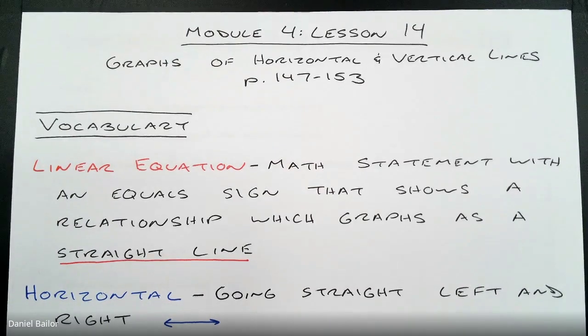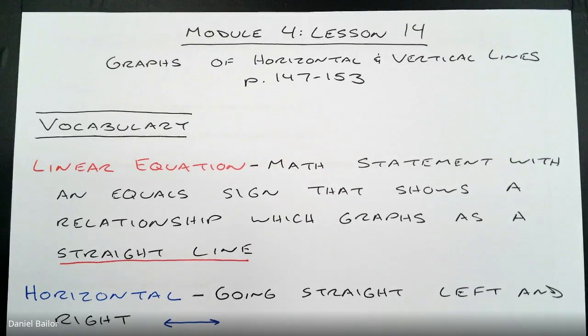We're in Module 4, Lesson 14 today. Lesson 14 is called Graphs of Horizontal and Vertical Lines. So we are graphing still. This time we're graphing very specific lines. In Lesson 13, we learned about how to graph a line and the shape of a linear equation's graph. Well, now we're going to have shapes that are horizontal and vertical lines.